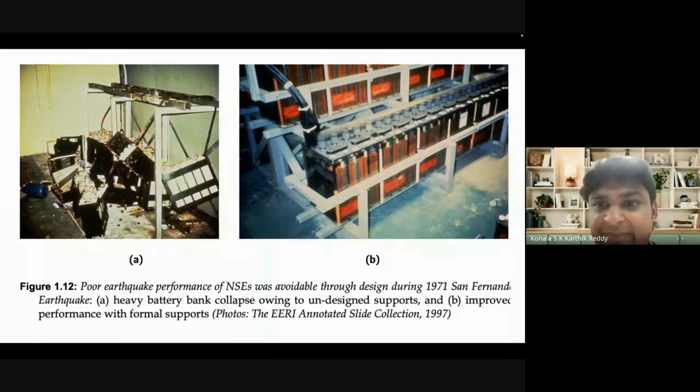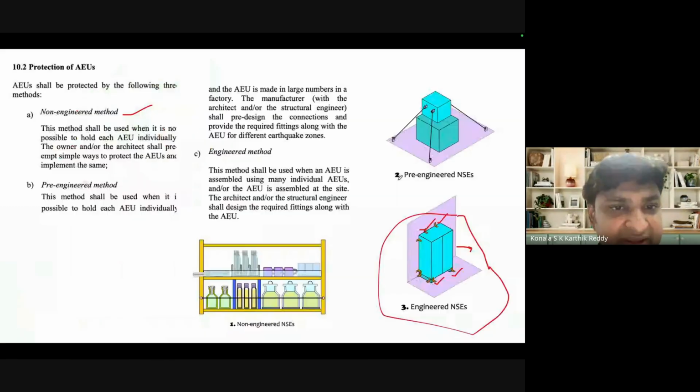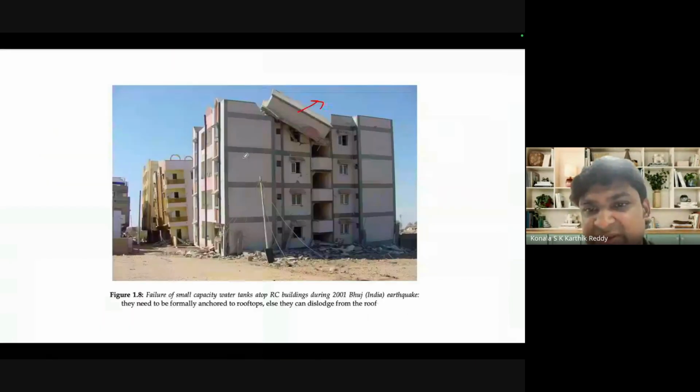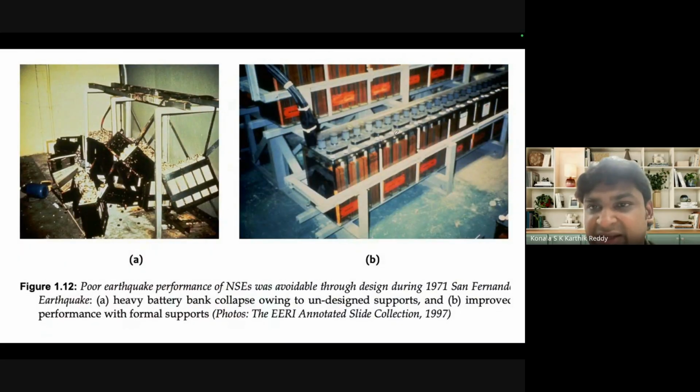You have non-engineering methods, pre-engineered methods, and engineered methods. I'll show you some non-engineered methods which people were using during the Loma Prieta earthquake. So he has nicely cased these battery cells by using this non-engineered method, or pre-engineered method, you can say that. And what happens when you don't case them?